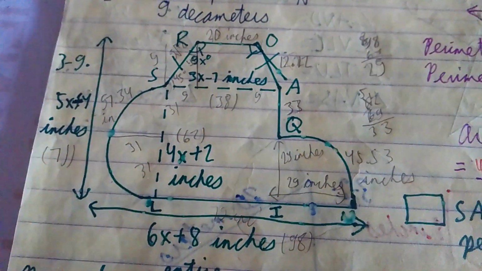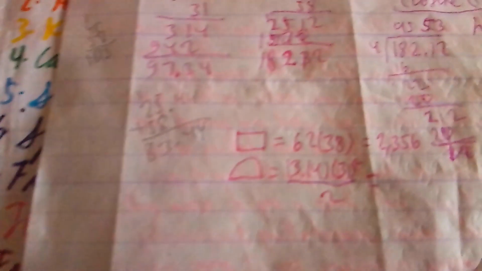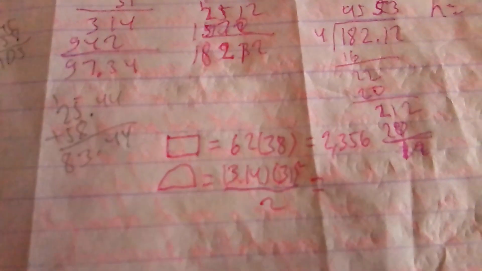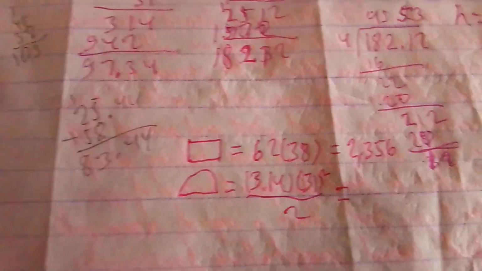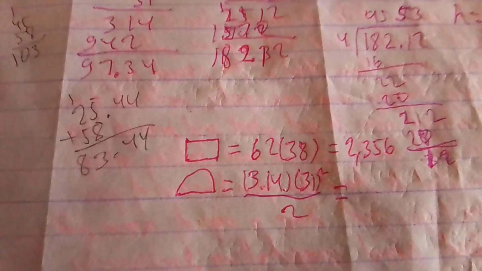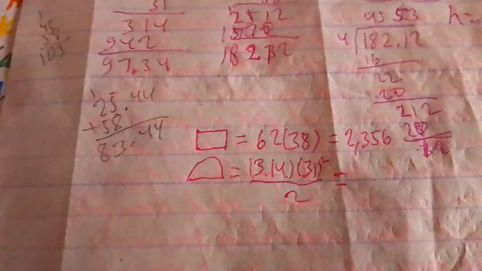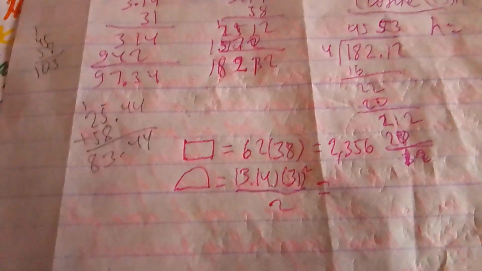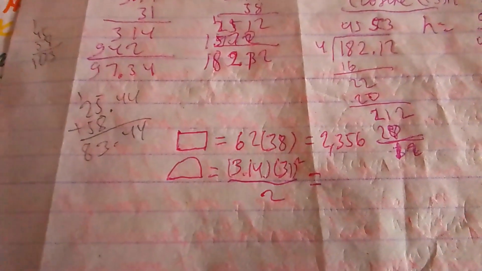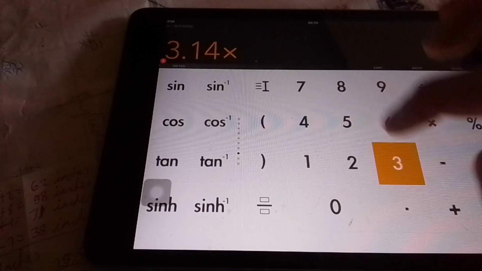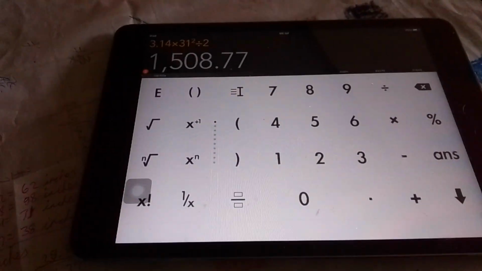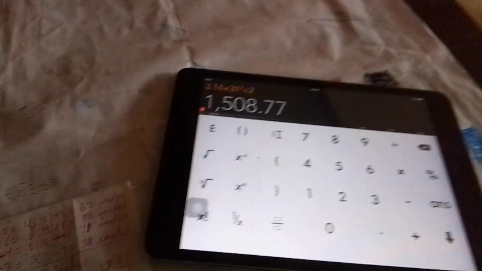The rectangle is 62 times 38. And with that, you should get 2,356 square inches. Next, let's go with the semicircle. The semicircle is pi times the radius squared divided by 2. So 3.14 times 31 squared divided by 2. Alright? Actually, this one's kind of easy. But I wish I can do it in the calculator para mas madaliin. Okay? So 3.14 times 31 squared divided by 2. Tama, it's 1,508.77.